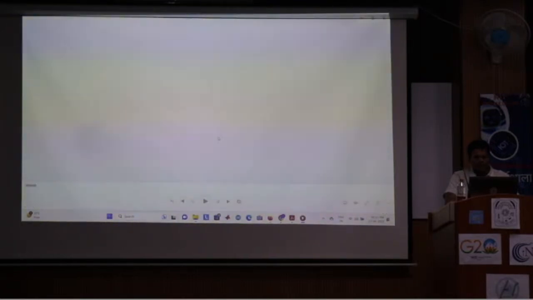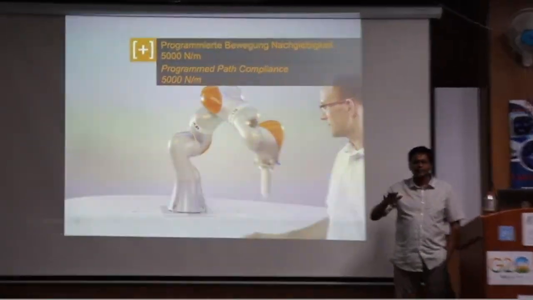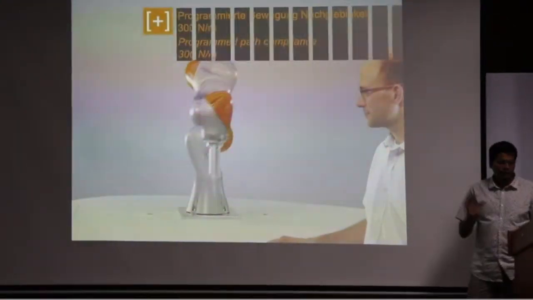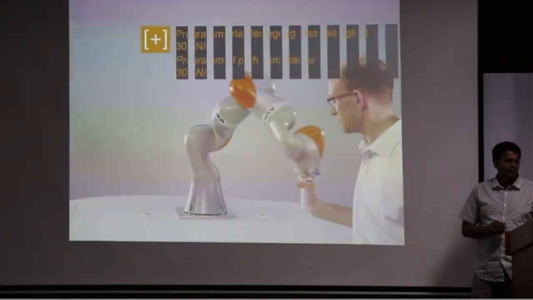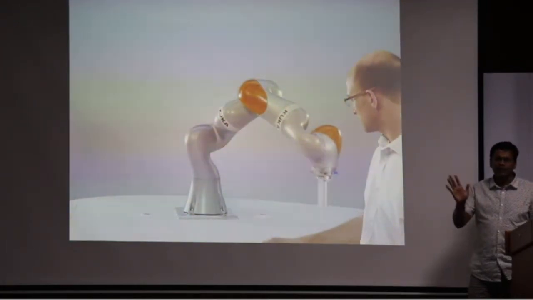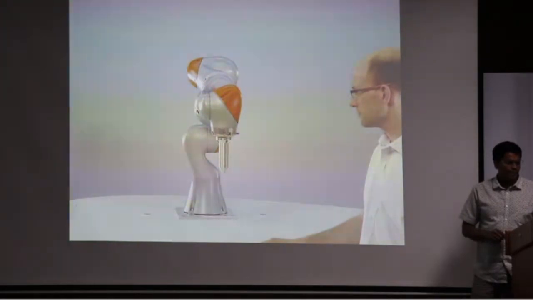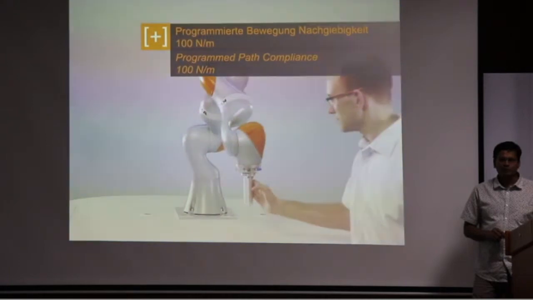This time you have set the stiffness along the E direction, but the robot is okay. It was 5,000 Newton per meter. This is 300 Newton per meter. A bit of compliance is there. Robot is moving. This is 100 Newton per meter. He is able to stop quite a bit, right?